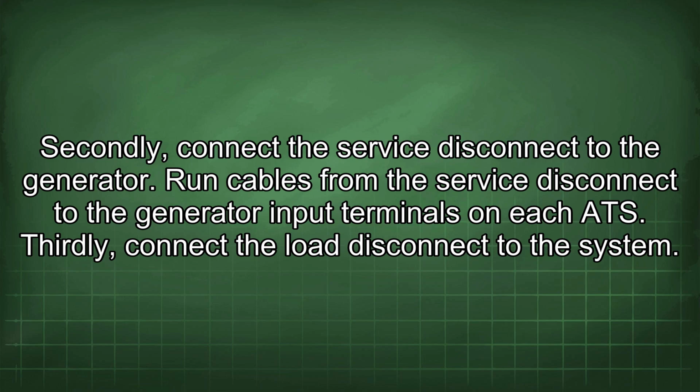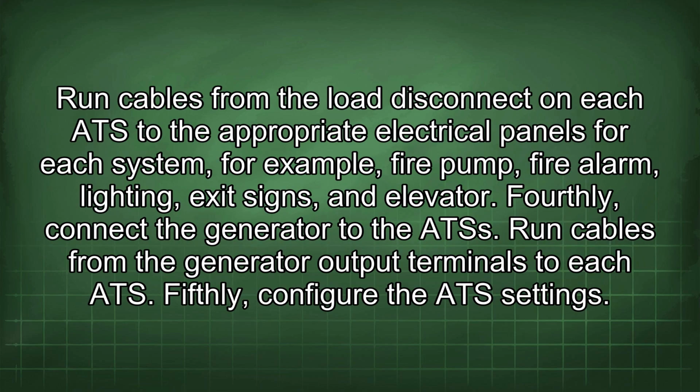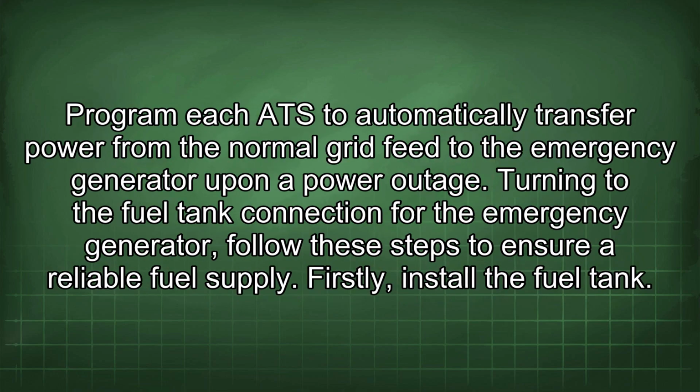Thirdly, connect the load disconnect to the system. Run cables from the load disconnect on each ATS to the appropriate electrical panels for each system, for example, fire pump, fire alarm, lighting, exit signs, and elevator. Fourthly, connect the generator to the ATS. Run cables from the generator output terminals to each ATS. Fifthly, configure the ATS settings. Program each ATS to automatically transfer power from the normal grid feed to the emergency generator upon a power outage.